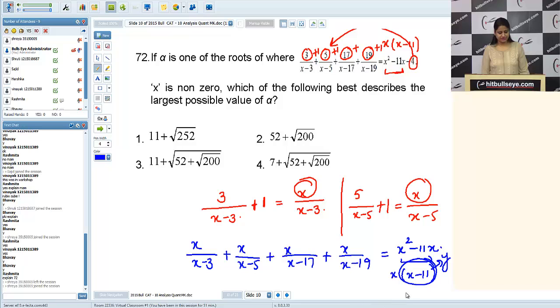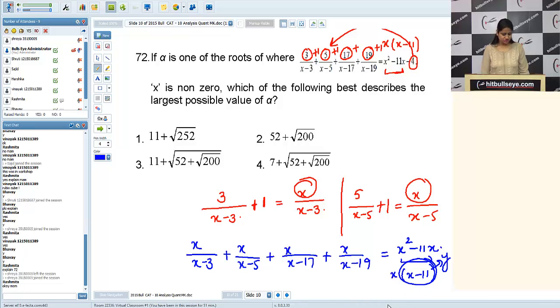Difficult question on algebra? Clear? There is no shortcut for this because the options were very huge. Otherwise, we normally take the options and put them in the equation. The option which satisfies the equation will be the answer.